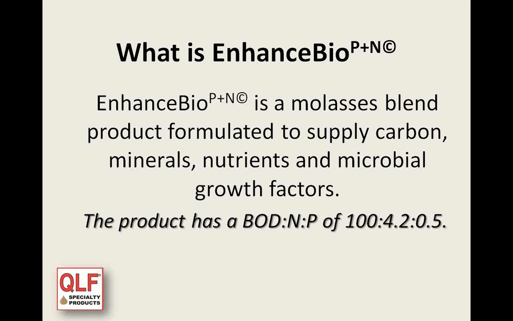The product, when it comes to the BOD to nitrogen to phosphorus ratio, is 100 to 4.2 to 0.5. The ideal is actually 100 to 5 to 1. So we're pretty close to ideal. We like to think of our product as a mock wastewater.